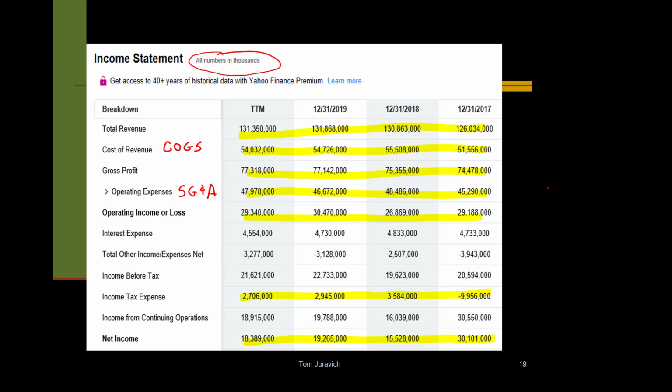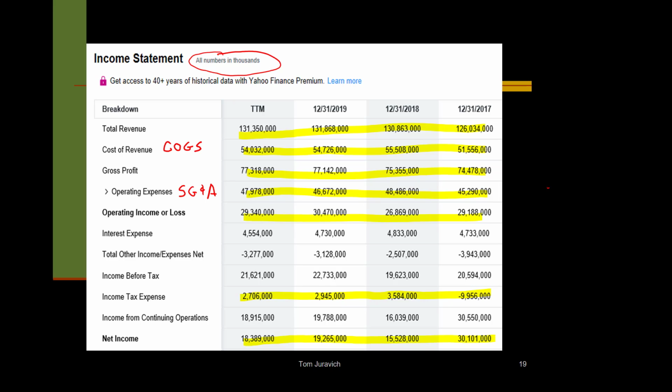First, you need to recognize that in most financial documents, numbers are reported in thousands, which means you need to add a comma and 3 zeros to all these figures. Secondly, we've got to just be a little careful of vocabulary here. Instead of COGS, they're calling it the cost of revenue. And instead of SG&A, they're calling it operating expenses, but the same basic concepts. I've used my highlighter to identify the key concepts we were looking at.